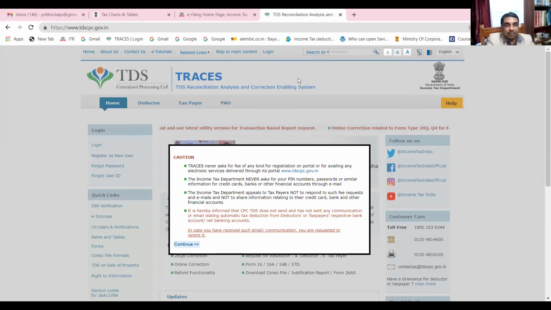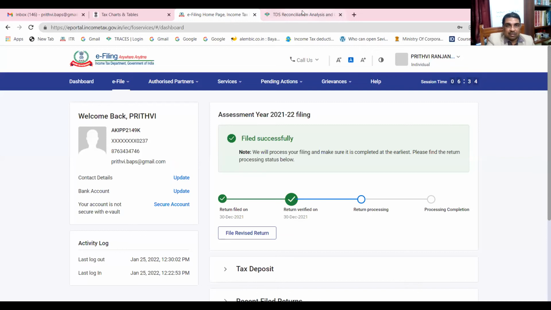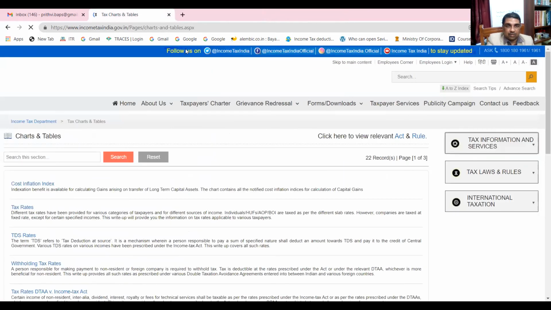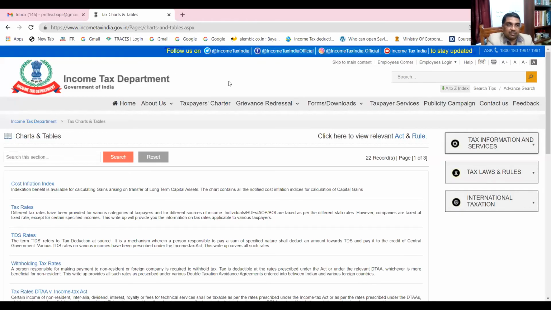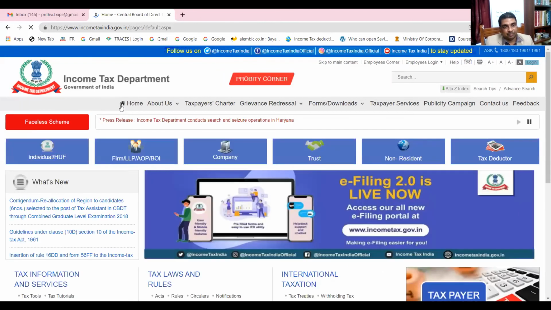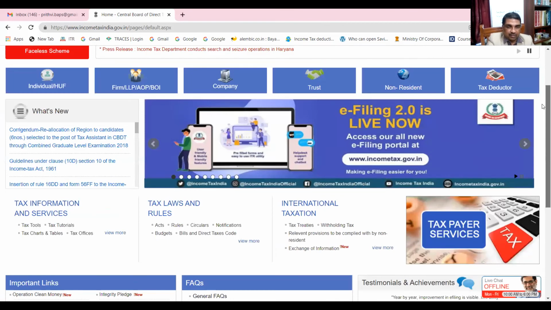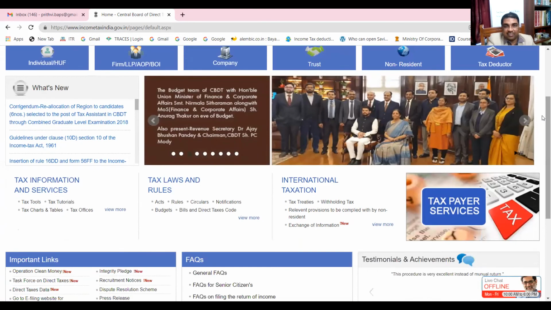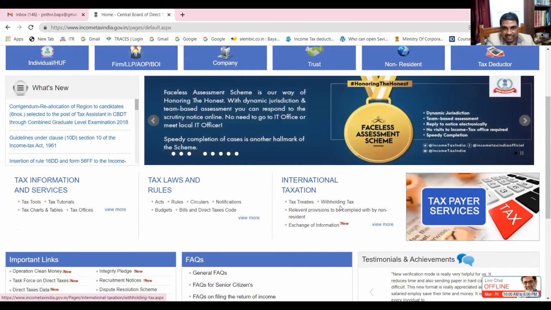Let me once again take you to the Income Tax Department website. Give me one minute. For that, let me first log out from here. Now you are seeing the department's website. I'm taking you to the home page. Now, friends, you see there is a link called international taxation. See where it is. Here you can find international taxation. Are you able to see tax treaties, withholding taxes?